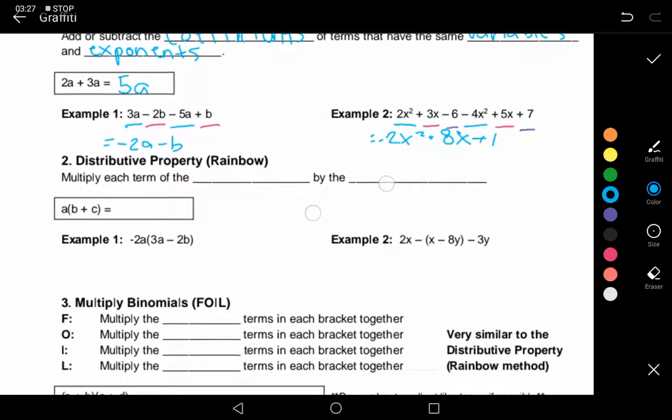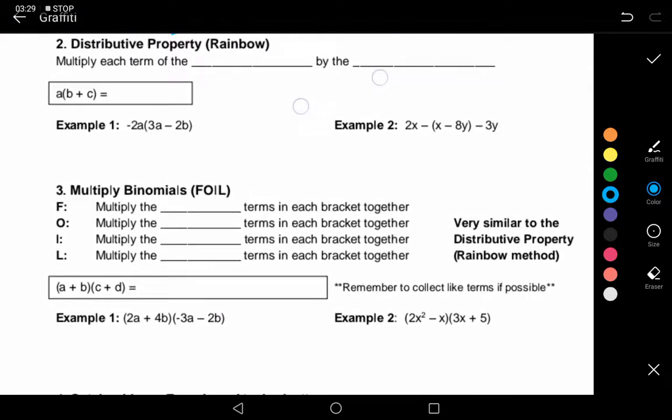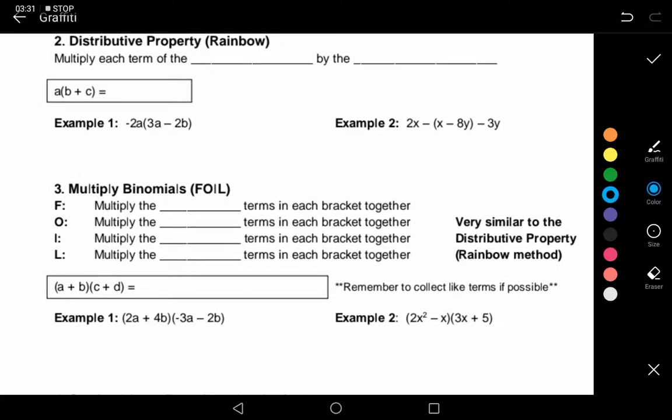All right, so let's move on here. We're going to look at the distributive property, which you might know as the rainbow method. So when we're using this, we're going to multiply each term of the binomial by the monomial. Okay, and you should have heard these terms before, but just as a review, a binomial has two terms and a monomial is just one term.